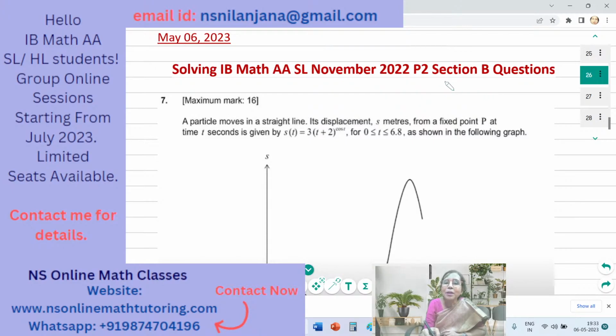And since it is paper 2, we can use the calculator. I'll be using the TI Inspire 6EX2 calculator. If you have the Casio calculator, you may use the Casio calculator. Okay? So let us start with today's session.